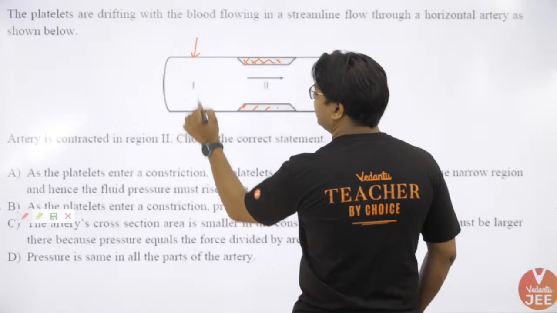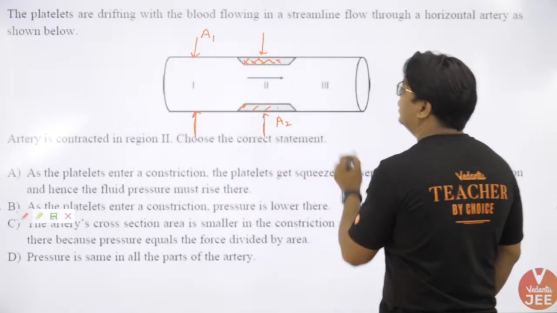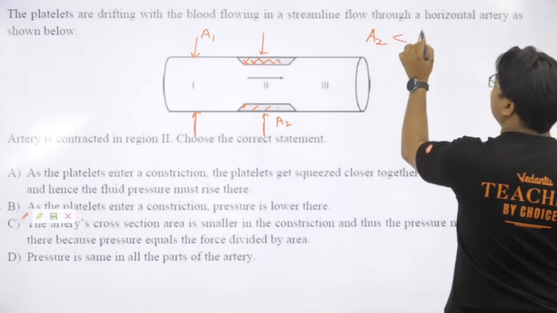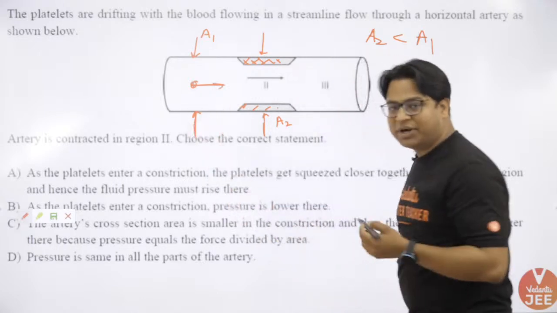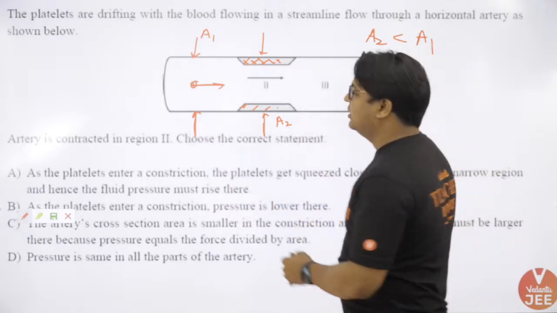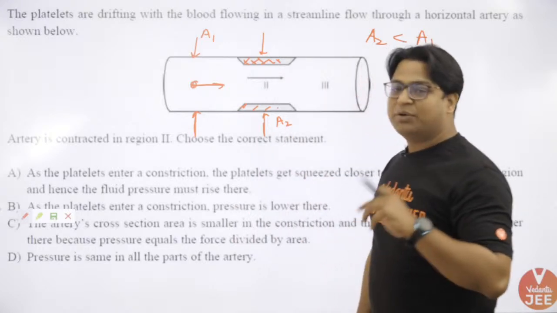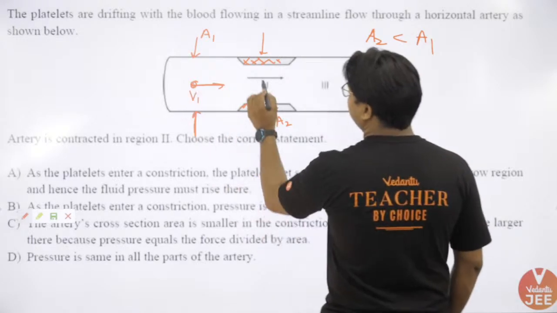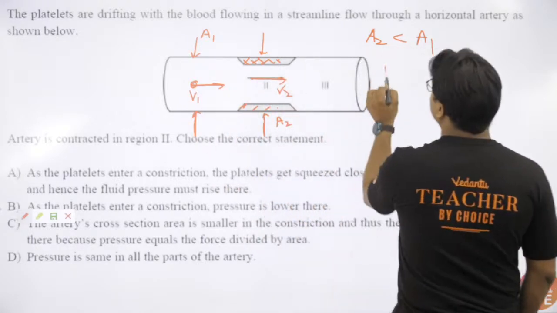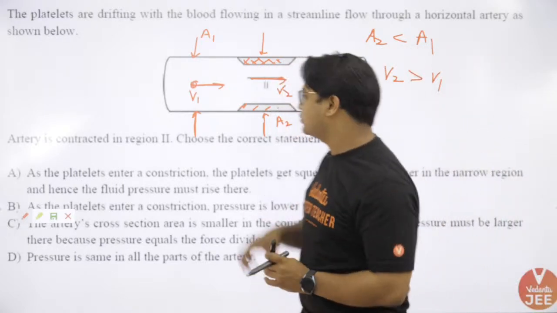Like this area will be, let's say, A1, and this area will now become A2, with A2 less than A1. So that will lead to an increase in speed. We know from the equation of continuity that where area is less, the speed is more. So if the speed here is V1 and the speed here is V2, V2 will be more than V1 because the area is less at this constriction.